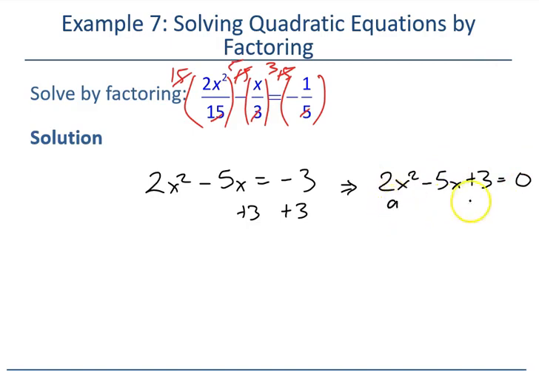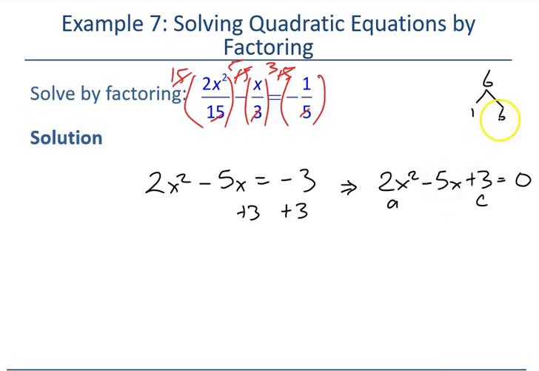Now let's factor this. I'm going to do the AC method on this one. 2 times 3 is going to give me 6. Are there any factors of 6 that will also add to 5? Let's start looking. Notice I've got 1 and 6. Well, 1 minus 6 will equal negative 5.